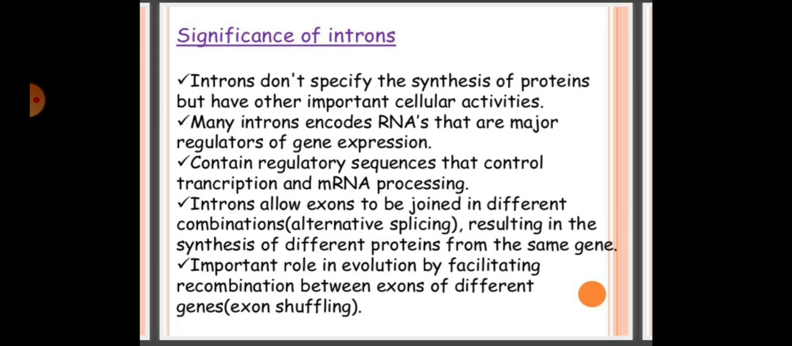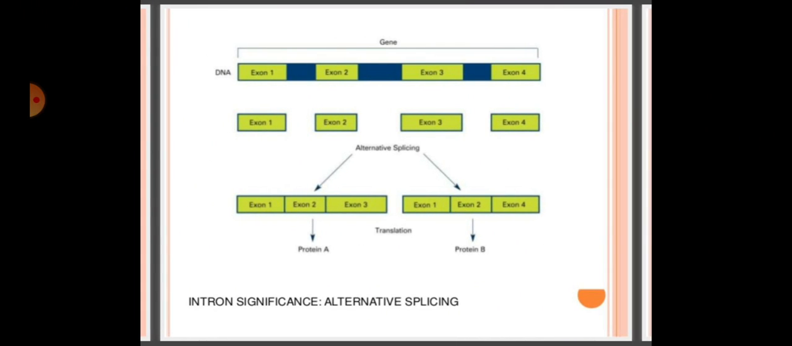Introns allow exons to be joined in different combinations, which is called alternative splicing, resulting in the synthesis of different proteins from the same gene. Important role of introns is seen in evolution. They facilitate recombination between exons of different genes, that is, exon shuffling.